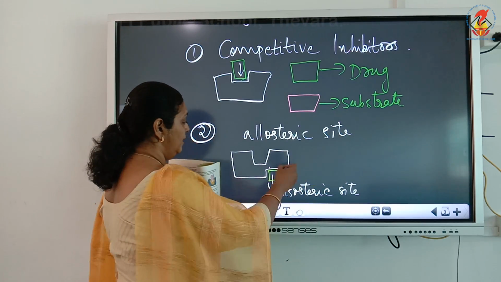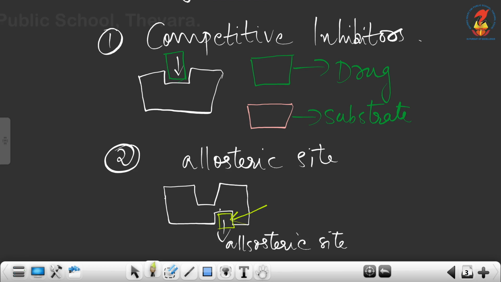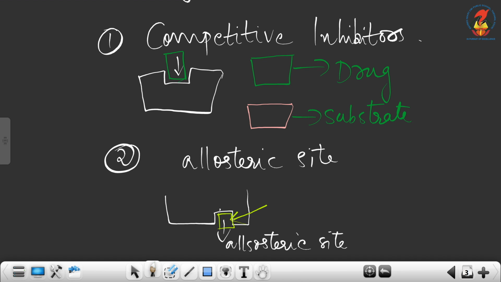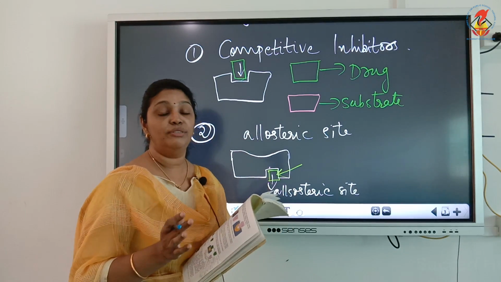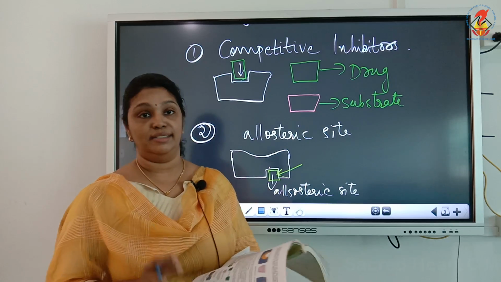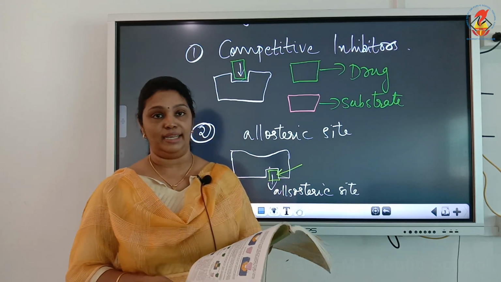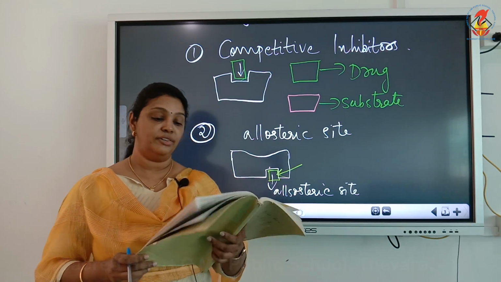So, when this drug comes and attacks this allosteric site, what will happen to the shape? The shape of the active site will change. It changes like this. So, what will happen? The incoming substrate will not identify this active site of the enzyme, and it cannot attack. So, these are the two ways by which drug enzyme interaction takes place.